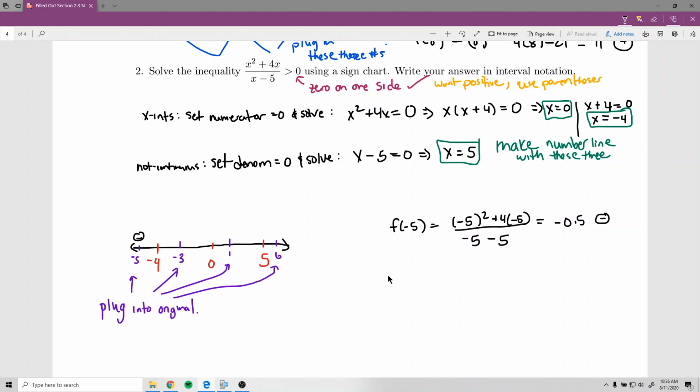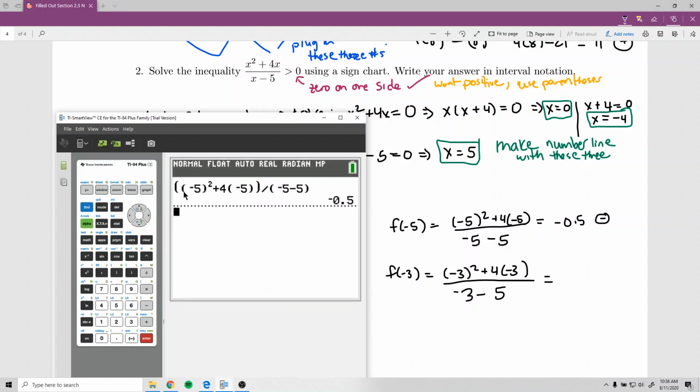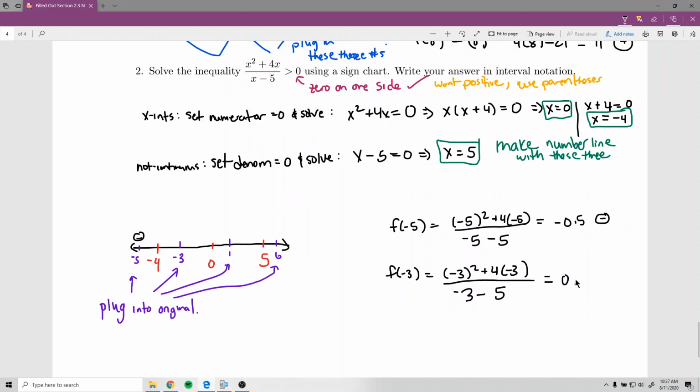Next, I'm going to plug in -3. Once again, we're plugging into the original. And we got -3 squared plus 4 times -3 divided by -3 minus 5. And that we get 0.375, which is positive.